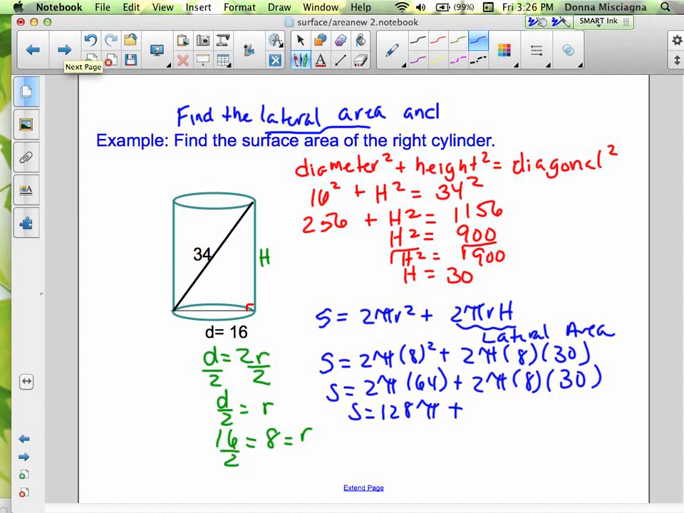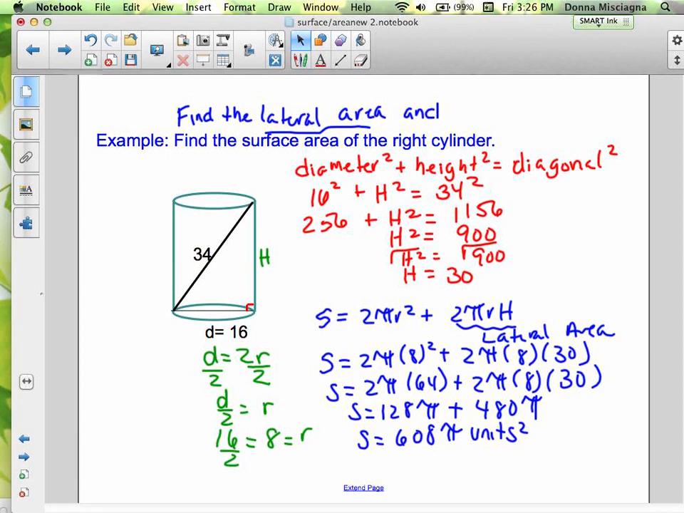All right, so 2 times 64 is 128 pi. 2 times 8, actually I'm going to go in a different order. It's a little easier for me to, instead of 16 times 30, do 30 times 8, because that's just 8 times 3 with another 0. And then just double it, multiply by 2. So 8 times 30 is 240, and then 240 times 2 is going to be 480. I think it's easier to multiply it that direction. So 480 pi, and now we just add those together, and that's going to give us 608 pi. So S is equal to 608 pi, and it's still going to have to be units squared because there's no units up there.